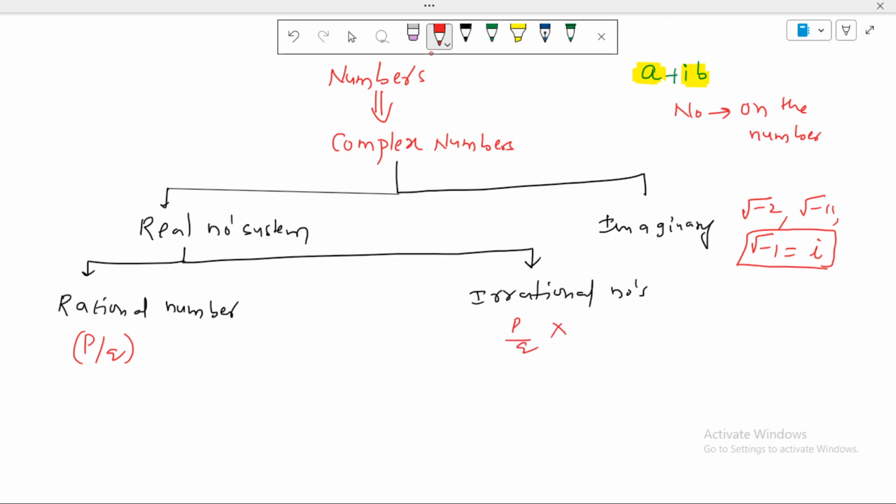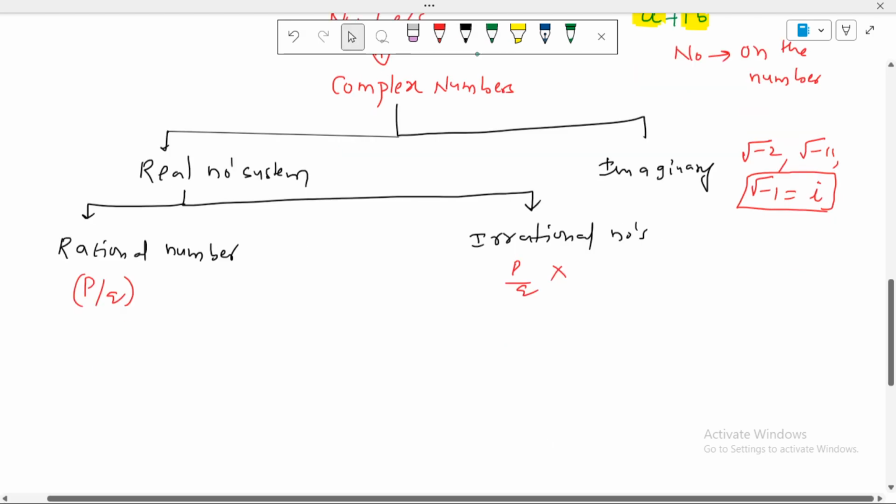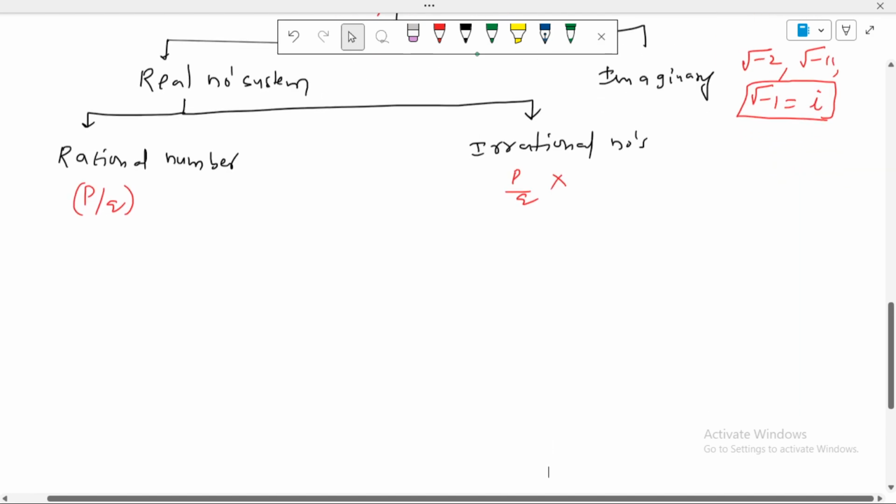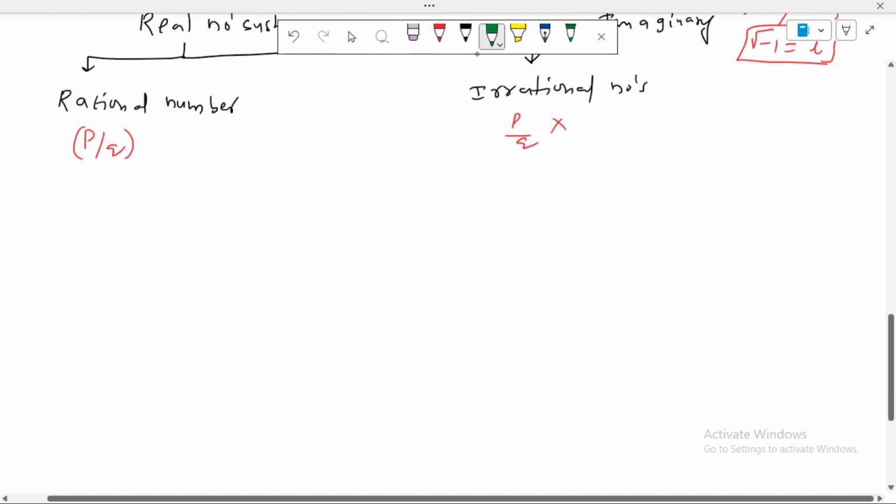After rational numbers and irrational numbers, we'll take one more piece of general information regarding decimal numbers. Since we are discussing rational numbers and irrational numbers, we are going to focus on decimal numbers.